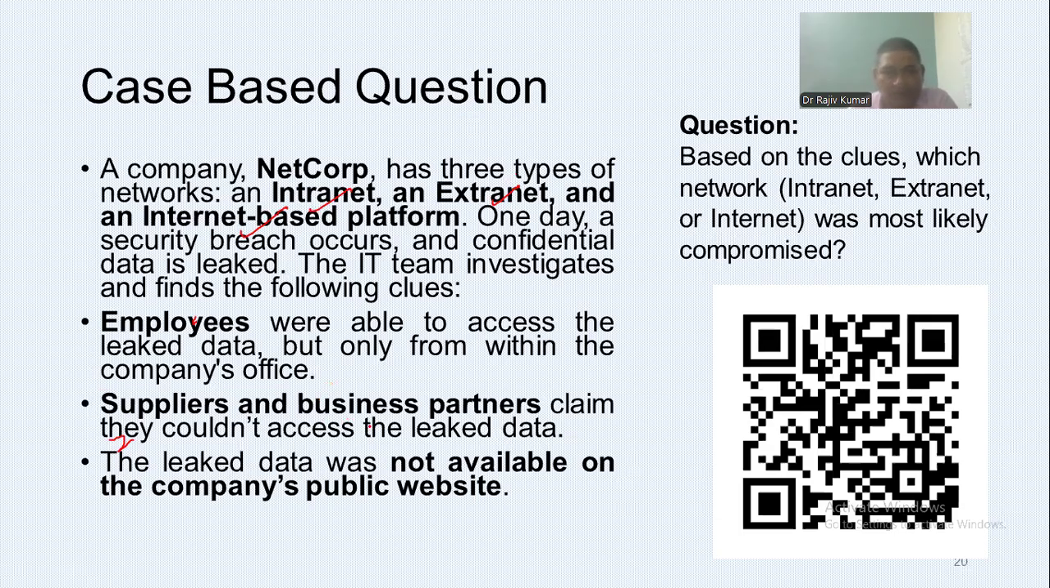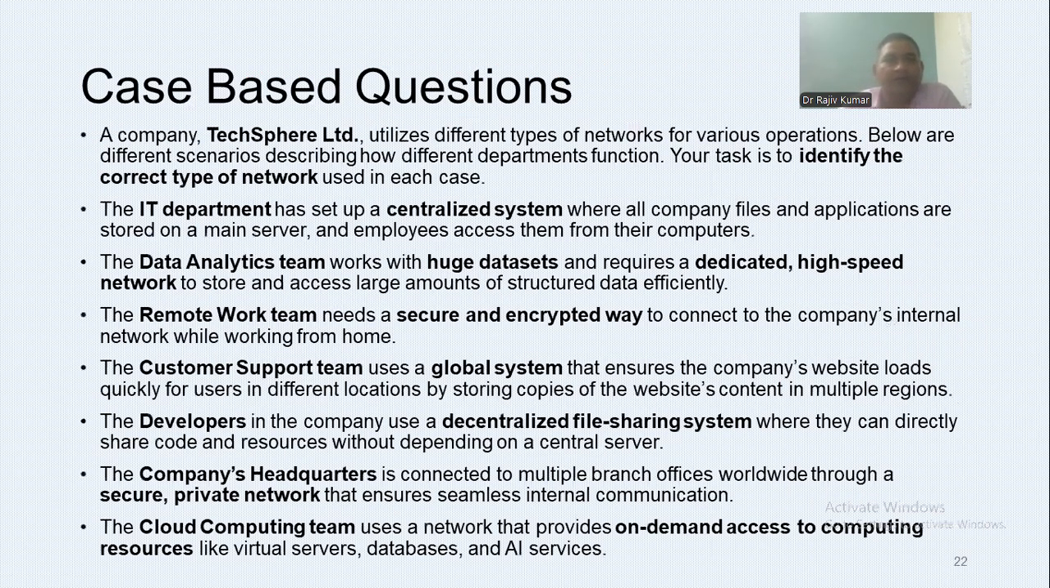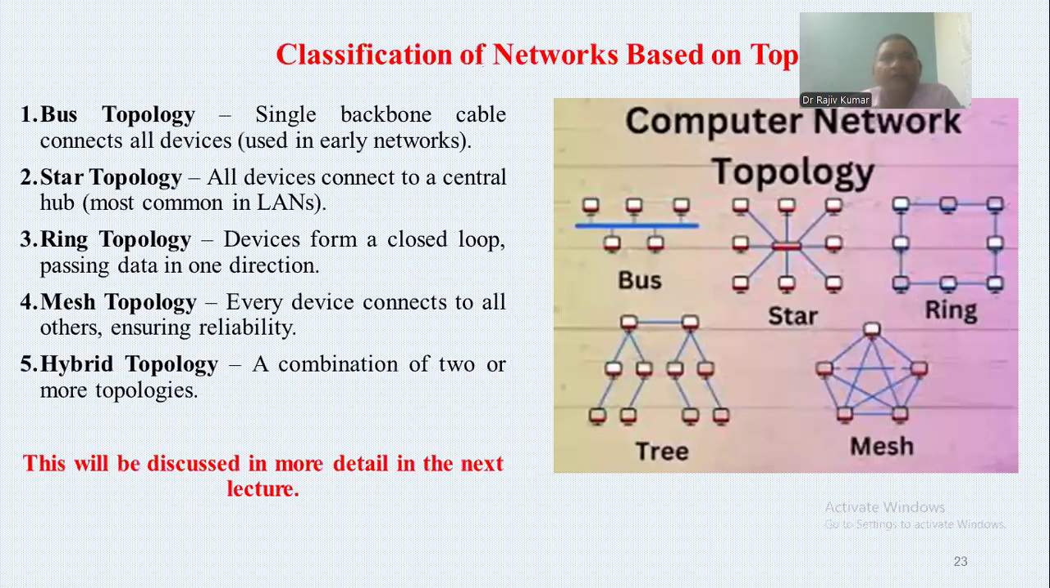Suppliers and business partners claim they could not access the leaked data. The leaked data was not available on the company's public website. Based on the clues, which network, intranet, extranet, or internet, was most likely compromised? Scan this code and upload your answer. These are the second case-based questions.